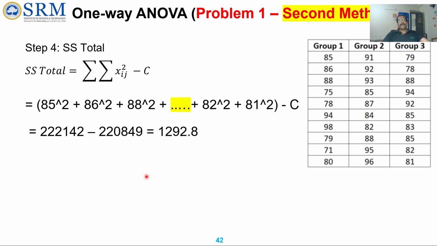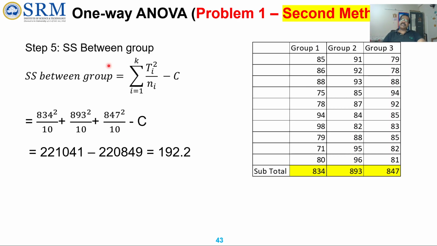So how to calculate? First, SS total. This is the table. What is this? 85 whole square plus 86 whole square plus 88 whole square, dot dot dot, up to 81 whole square. It means each and every cell's value squared. 85 squared, 86 squared, 88 squared, plus 75 squared, plus 78 squared, plus 94 squared, plus dot dot dot, 81 squared. This one minus the correction factor. The correction factor is what? From the previous step, grand total whole square divided by number of observations. We got the value. So the difference between those will give us SS total. This is step number 4.